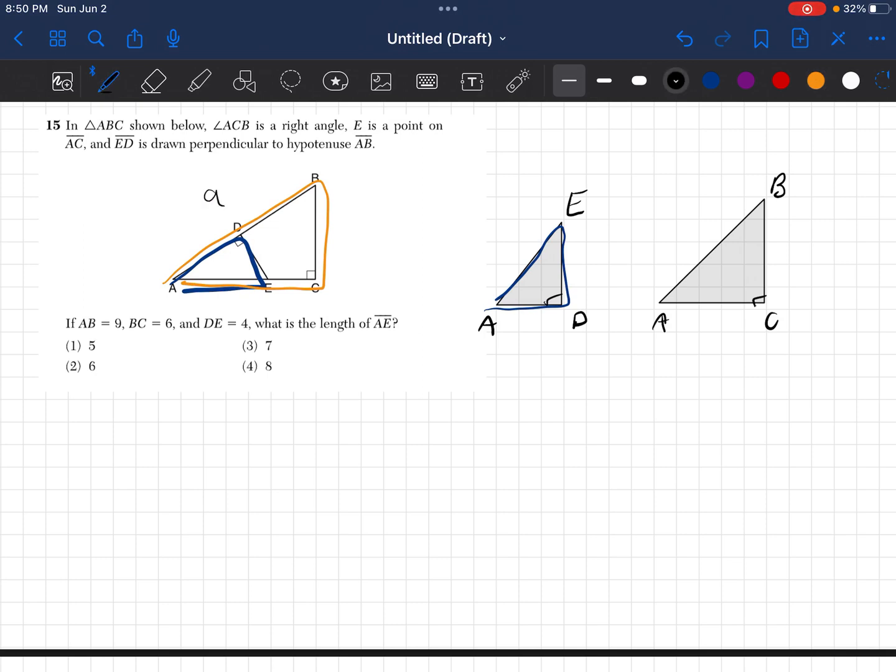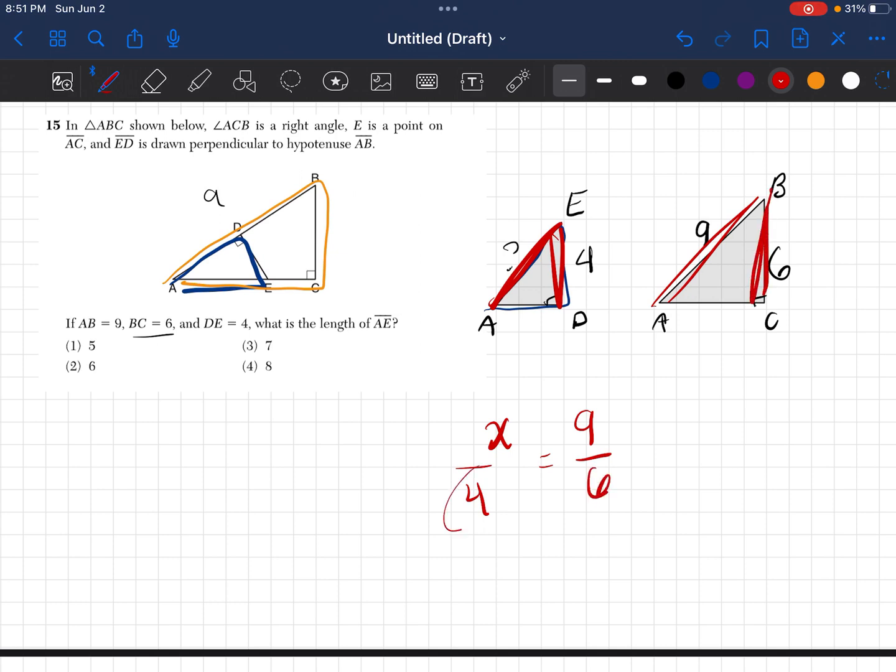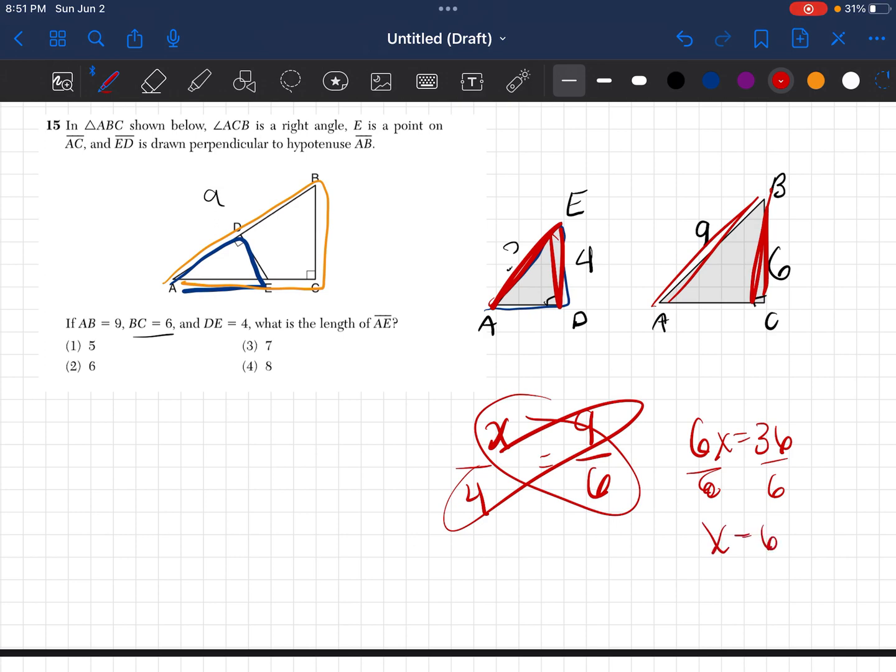I'm going to go ahead and label everything. AB is 9. BC is 6. DE is 4. What is the length of AE? So I have my X in the same position as 9, corresponding with 9, and 4 is corresponding with 6. Multiply across, and I get 6x equals 36. Divide by 6 on both sides, and x equals 6.